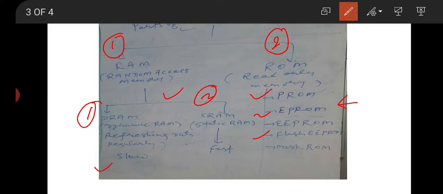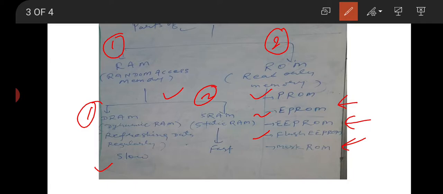The next one is EEPROM, electrically erasable programmable read only memory. In this type of ROM, we can erase the data by using an electric signal. And the next one is flash EEPROM, a ROM in which the content or record is erased by UV light. You can say by UV light or using a light technique.